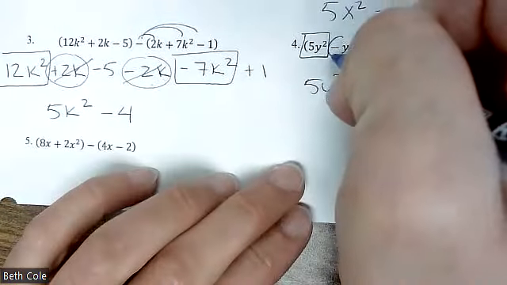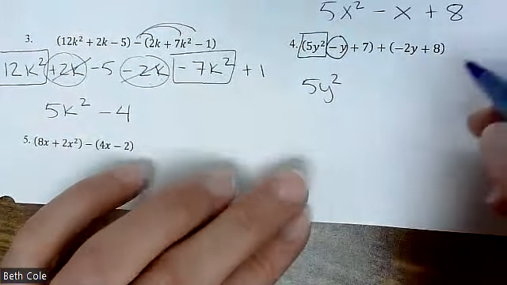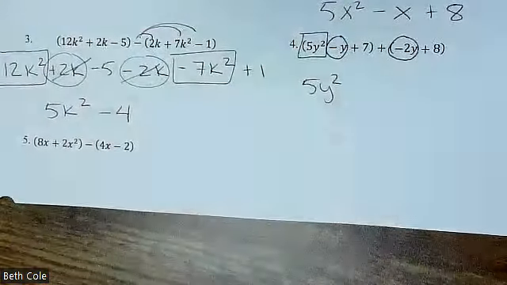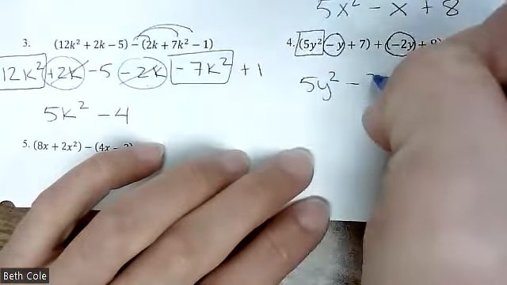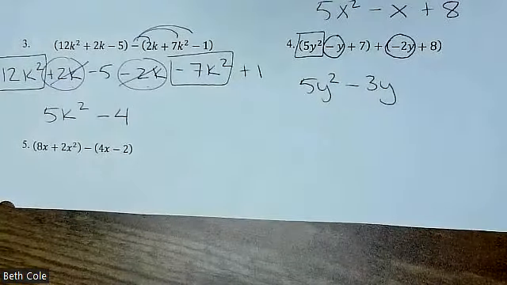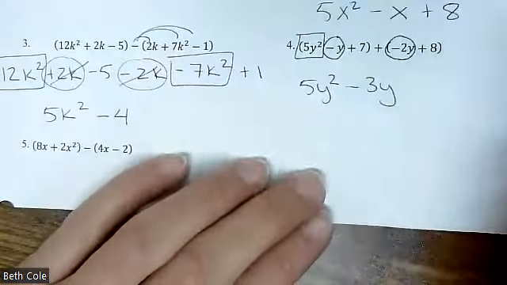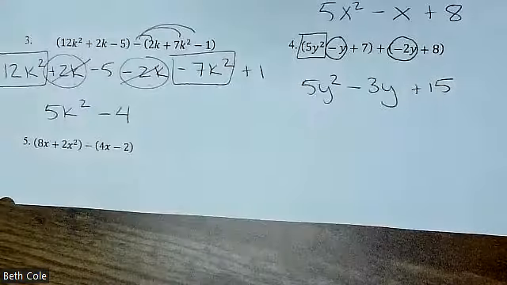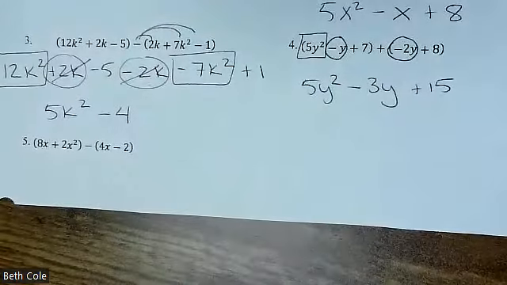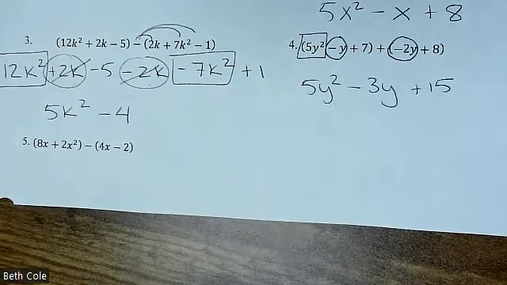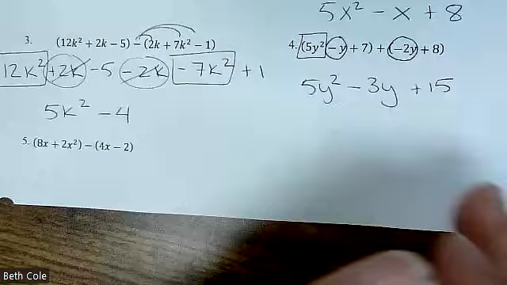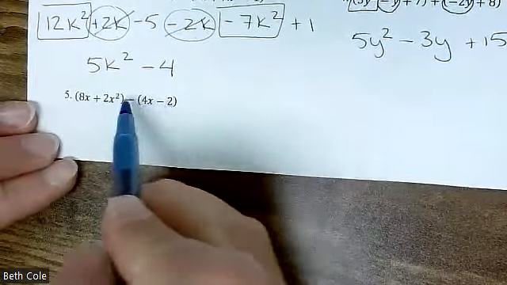All right, then we've got a negative 1y. You can put the 1 in front of that if you want. And negative 2y. So that will be negative 3y. Good. And 7 plus 8 is 15. Yes. All right, this one, you're going to need to make the middle step.